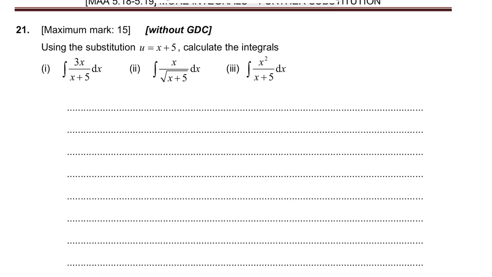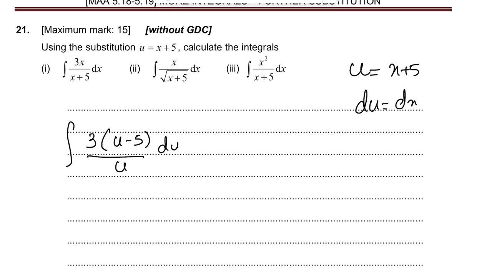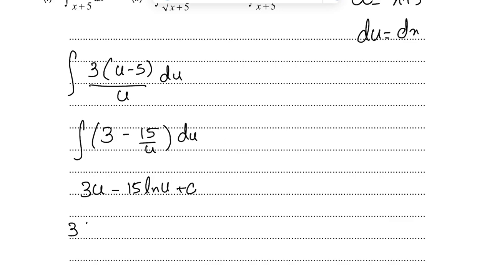3x upon x plus 5. Let u equal x plus 5. So du equals dx. So 3 times x upon x plus 5, where x is u minus 5, becomes 3 times u minus 5 upon u du. So what does that become? 3 minus 15 upon u du. So the integral is 3u minus 15 ln u plus c. So it becomes 3 times x plus 5 minus 15 times ln of x plus 5 plus c.